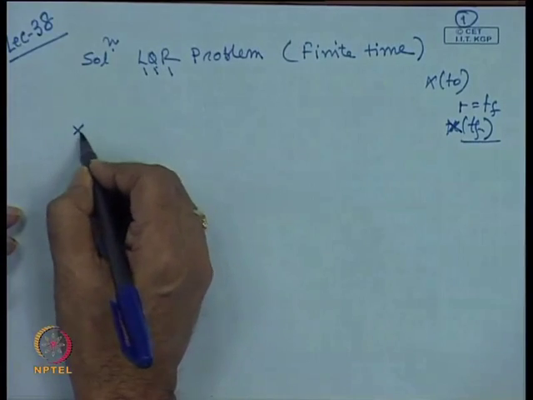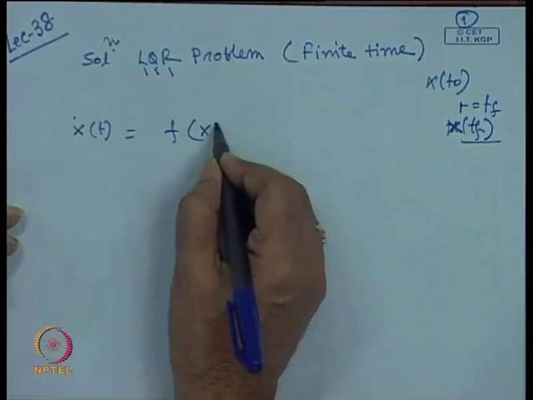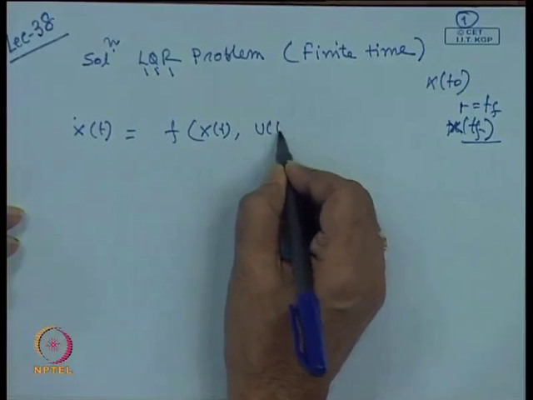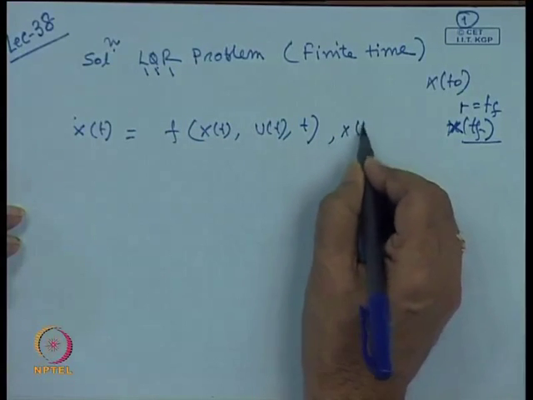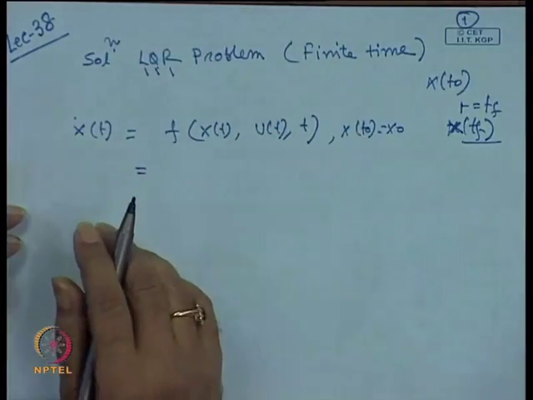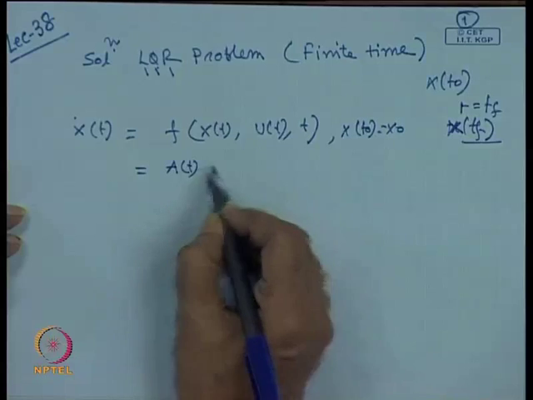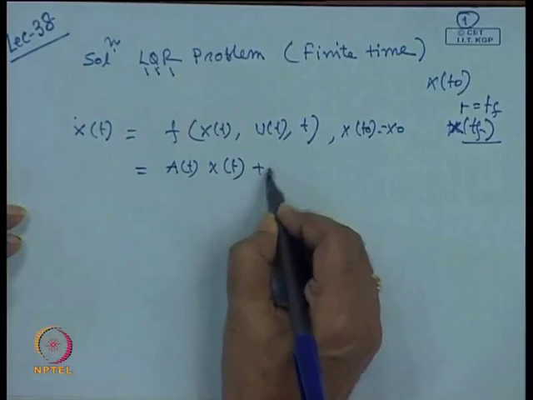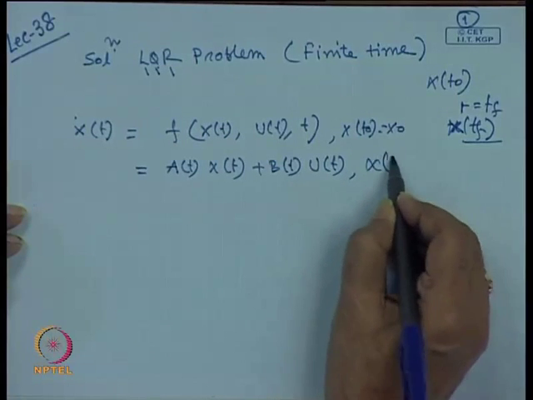So, let us call our problem this way: x dot is equal to, in general, f of x of t, u of t, and x of t 0 is equal to x sub 0. Since we have described the system, our dynamic system is described in state space form, that is x dot is equal to A of t x of t plus B of t u of t, and x of t 0 is equal to x 0.